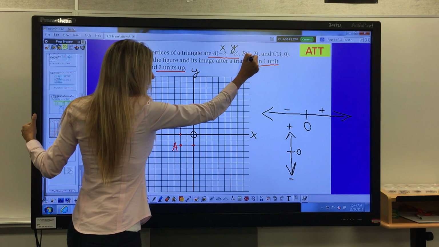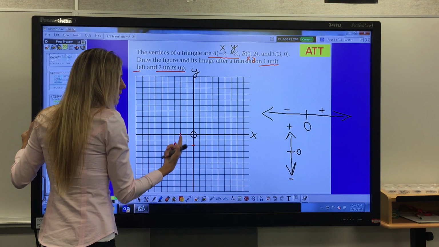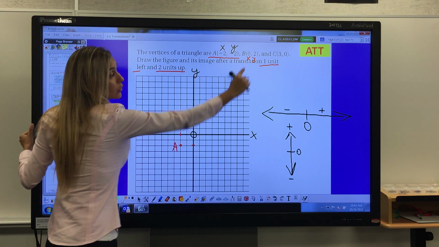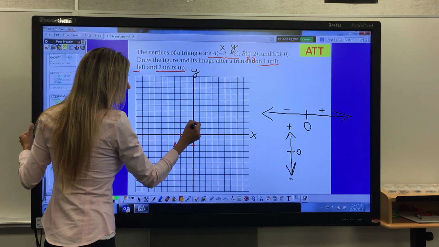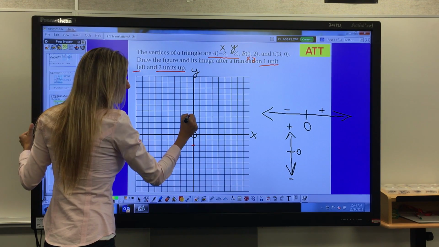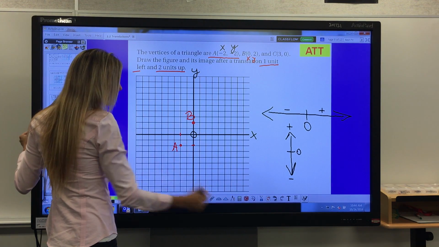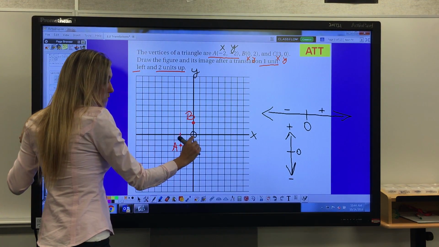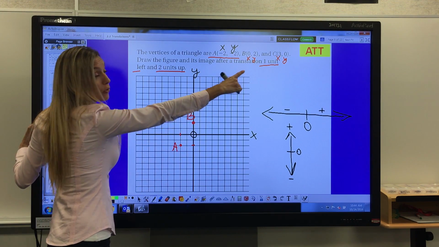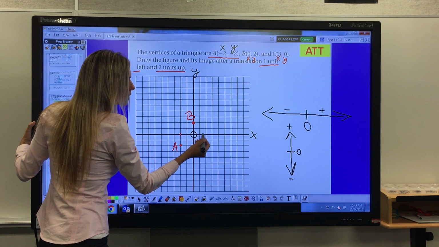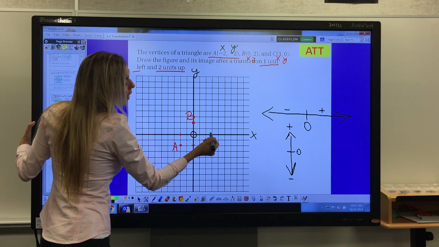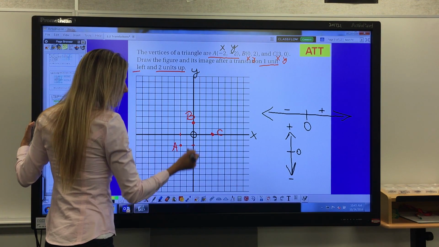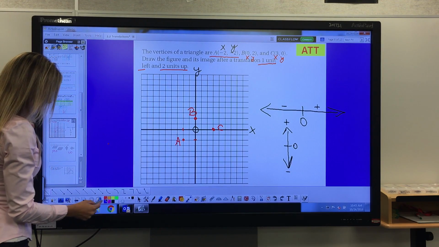Point B, same thing, x and y. On the x-axis it says stay on 0, don't go left, don't go right. However, go 2 units up on the y-axis, +2. Here is my point B. Point C, x is 3, y is 0. Again, I'm starting at the origin, and I go 3 units to the right because it's +3, 1, 2, 3, and don't go up or down on the y-axis. So that is my point C, and this is the triangle they gave me to start with.